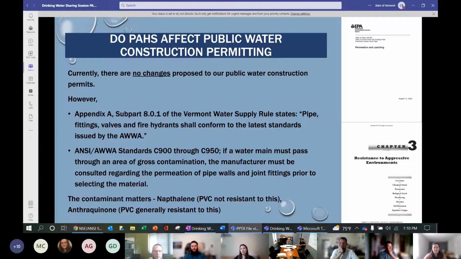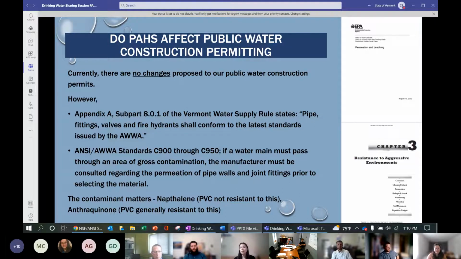So what does it mean for your construction permit? Right now, there are no proposed changes to our standard language. That means if you see urban soils in your project area, that doesn't mean that we are going to make you change your pipe material for our permitting process.